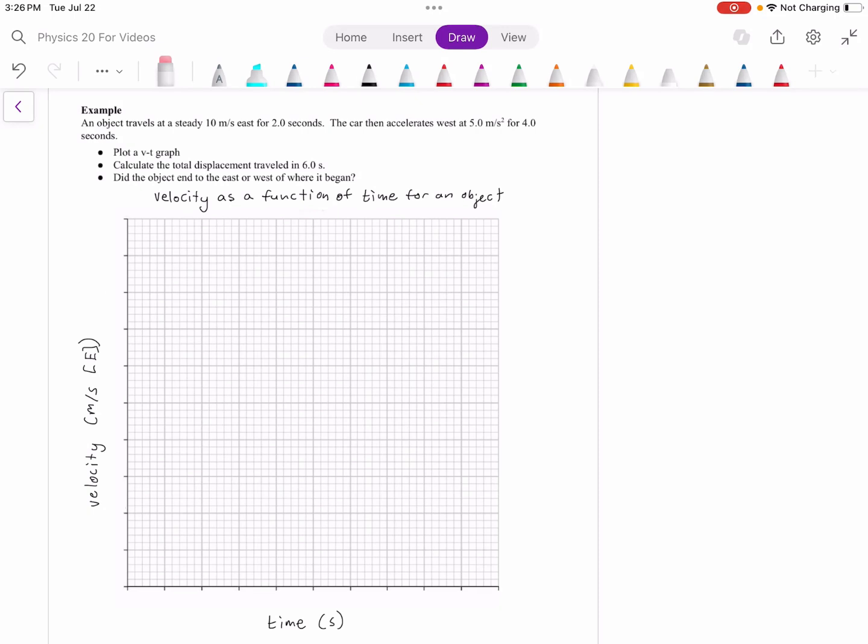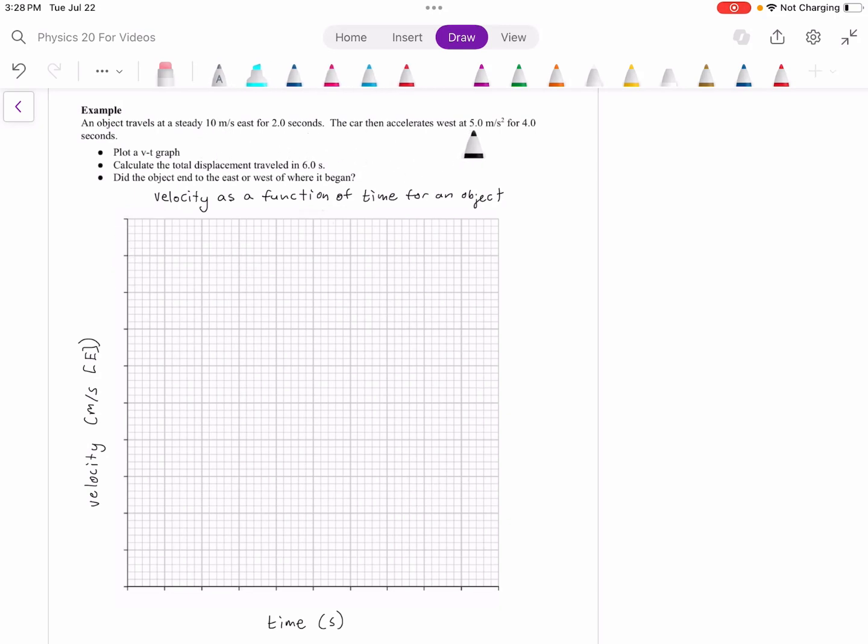All right, so now before I put numbers on my axes, let's just kind of plan it out a bit, right? Always a good idea to save yourself some erasing. So an object travels at a steady 10 meters per second east, and then it accelerates west. So that means the highest I have to go in the east is 10 meters per second, because then it's going to accelerate west. So it's actually going to go down on the y-axis after that. The velocity is changing towards the west. Okay, so I don't have to go higher than 10.